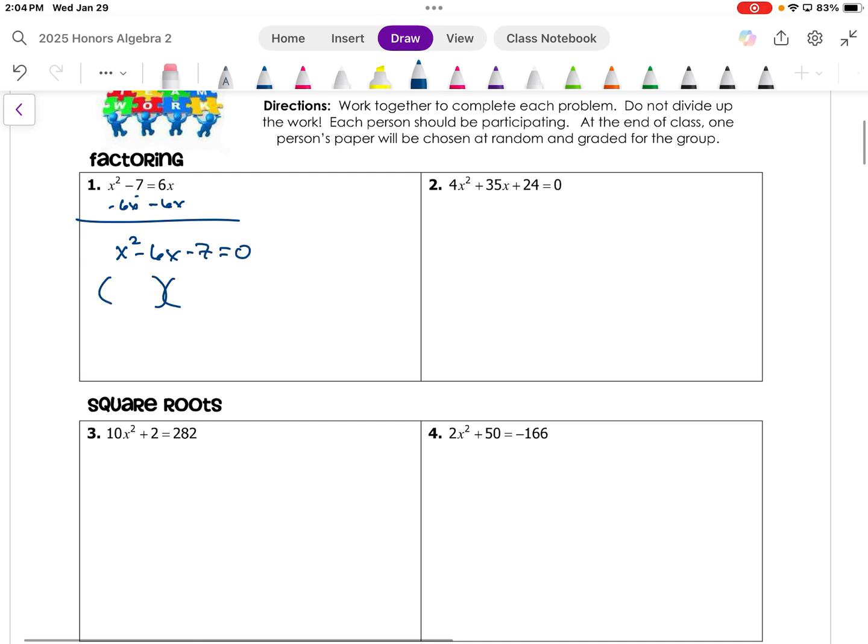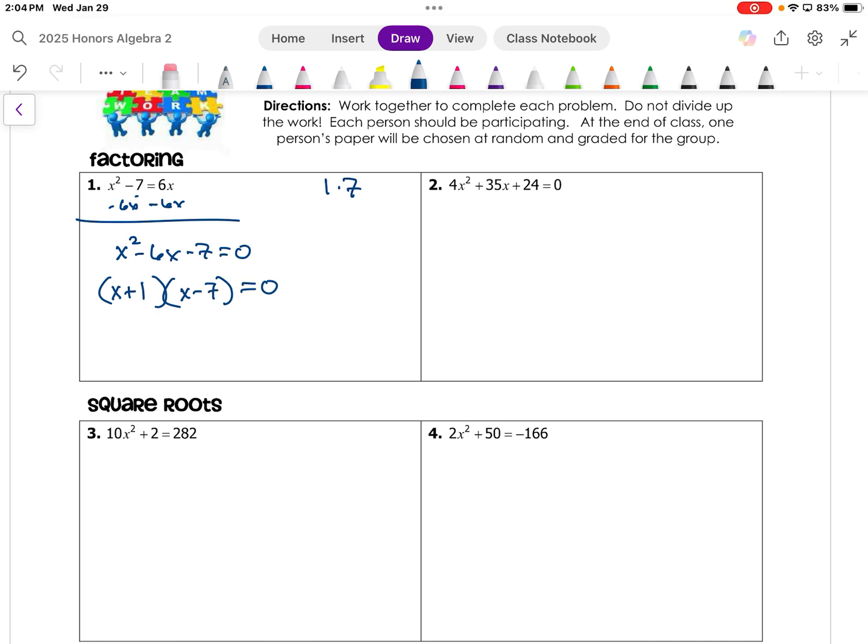Now I'm thinking about two sets of parentheses. What are the factors of 7? They're actually 1 and 7. And they do subtract to give me 6. So I have an x plus and an x minus, one of each sign. I need it to be a negative 6, so the 7 goes with the minus sign.